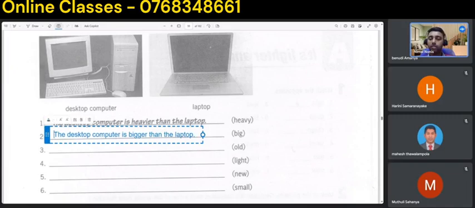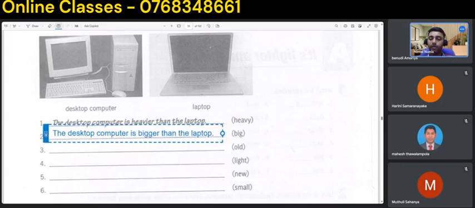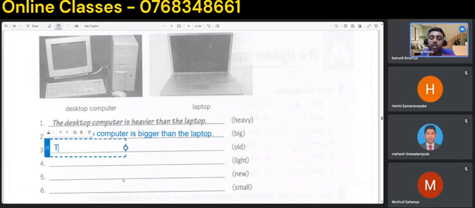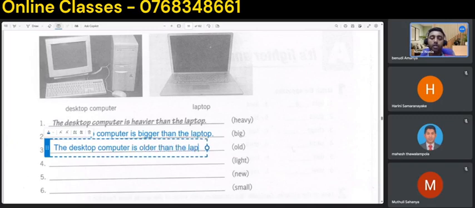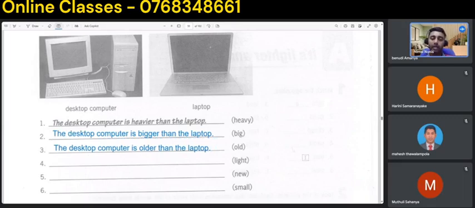Let's increase the size a bit. The desktop computer is bigger than the laptop. So we can write this. Next one, old. Old is the word. We can say the desktop computer is older than the laptop. The desktop computer is older than the laptop.